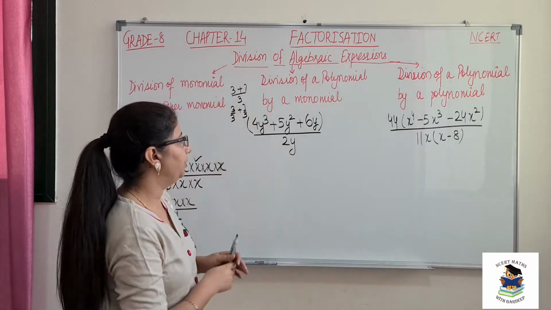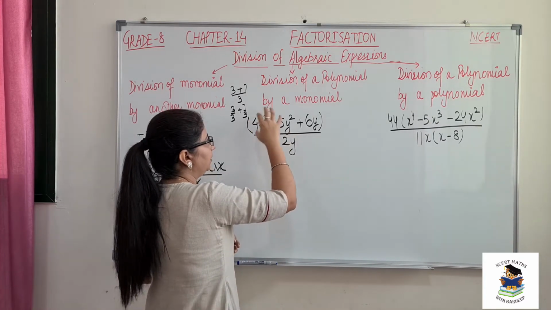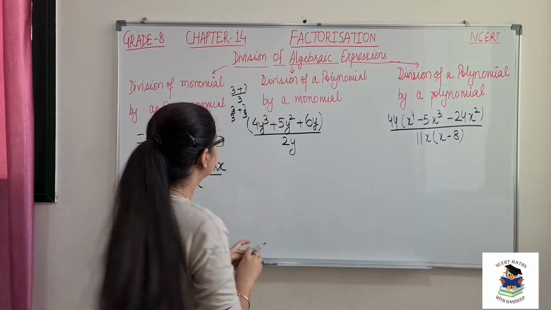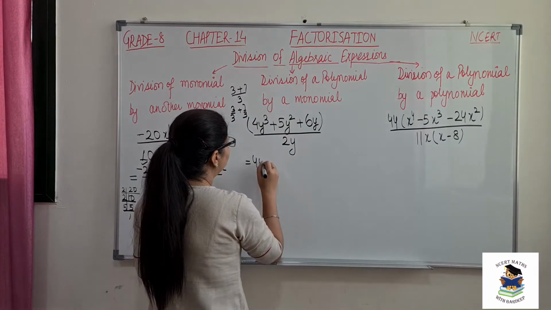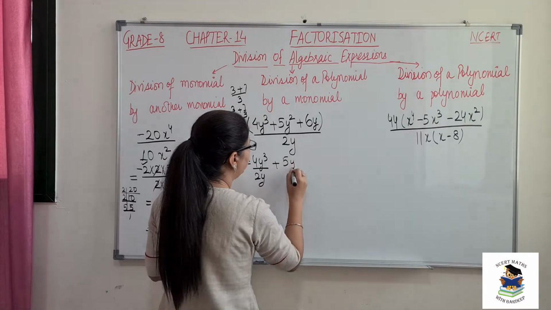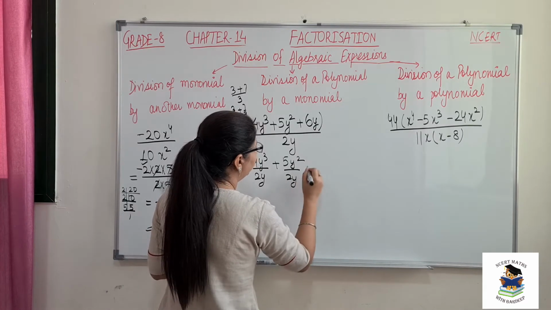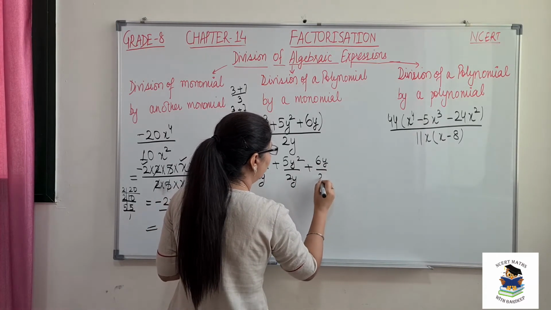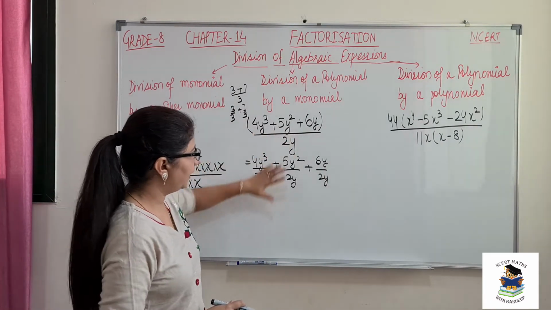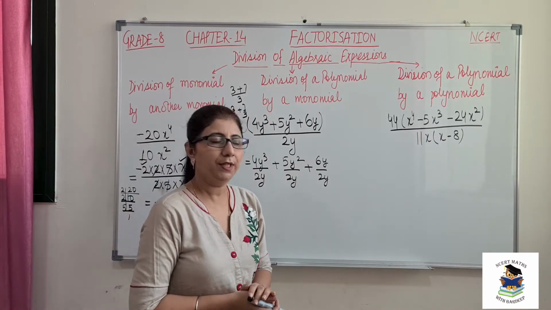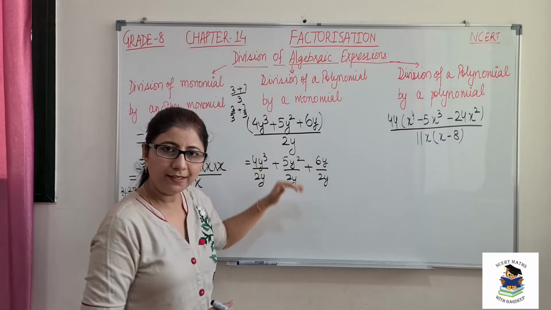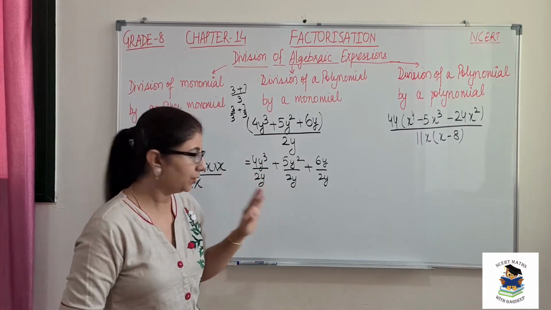So first step that you should do is write this denominator for every term, and only then you can cancel the common factors. Okay, so let's see here. 4y cube over 2y plus 5y square over 2y and 6y over 2y. So after this step, when we have written this denominator as denominator of each term of the numerator, then we can continue with this step, and that is we will make their factors and cancel the common factors.